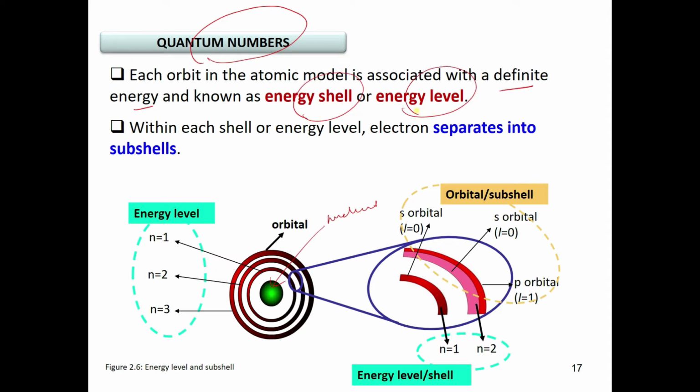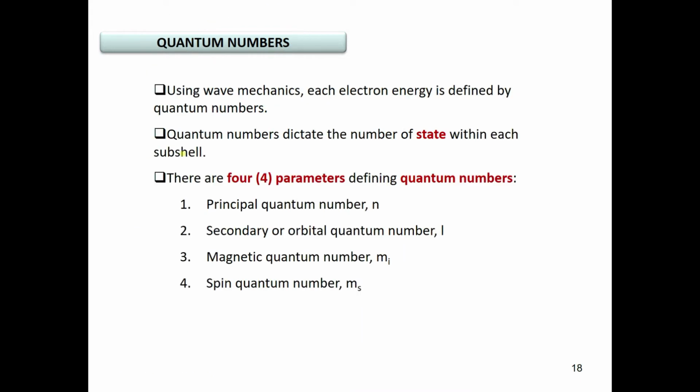Each of these energy levels, you see, this one is N1, energy level 1, energy level 2, then energy level 3, and each energy level has its own subshells. So electrons can reside at different subshells in the atom. Using this wave mechanics, each electron is defined by quantum numbers. As humans, we have our home, and our house has its own address. We can address each specific electron based on the quantum numbers.